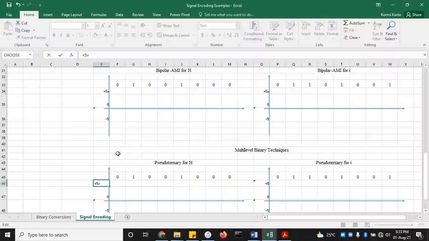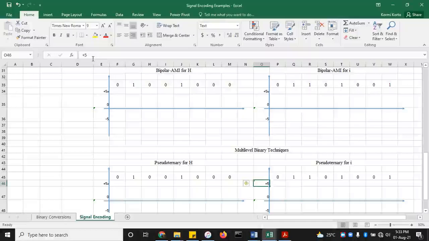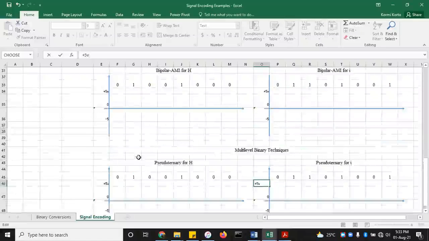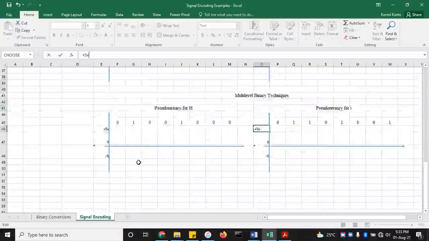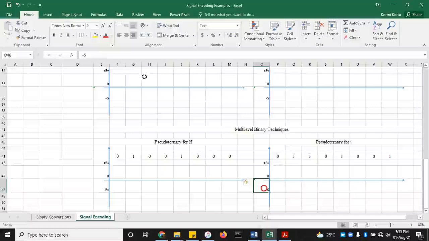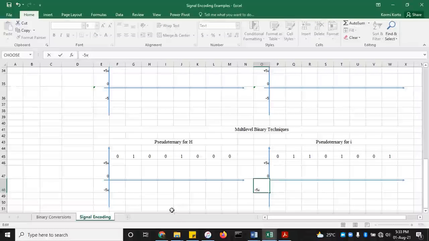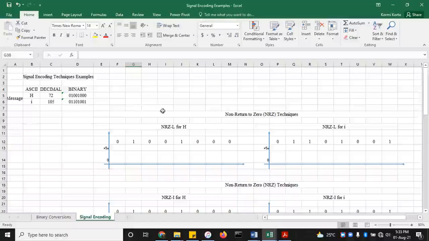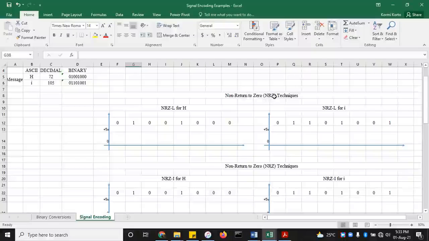And since signaling is all about graphs, we have to have our graphs in place. I'm just trying to put, I forgot to put the voltages on some of these. Okay. So we are just on the non-return to zero technique and going through its two schemes or options that are available under the non-return to zero technique. And the first one is level.